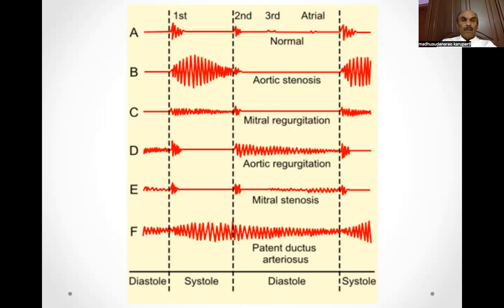So aortic stenosis is a crescendo-decrescendo ejection systolic murmur. Mitral regurgitation is a pansystolic murmur, low pitched. Aortic regurgitation is an early diastolic murmur. Mitral stenosis is associated with a mid-diastolic murmur with pre-systolic accentuation. This is a continuous murmur, systolo-diastolic, a feature of patent ductus arteriosus.